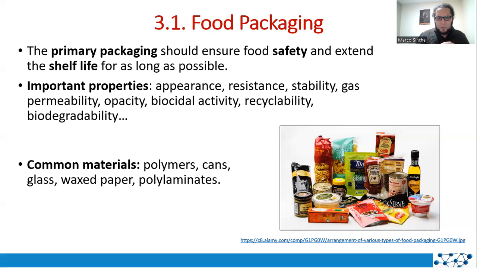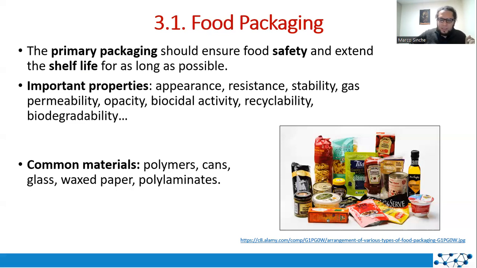So what are some important properties regarding food packaging? Well, one of them is the appearance. So if a material is very good but it looks bad, the consumers will not buy it. Resistance is also important in order to avoid damages to the product. Stability means that the additives of the materials will not migrate into the food products, causing some toxicity, for example.